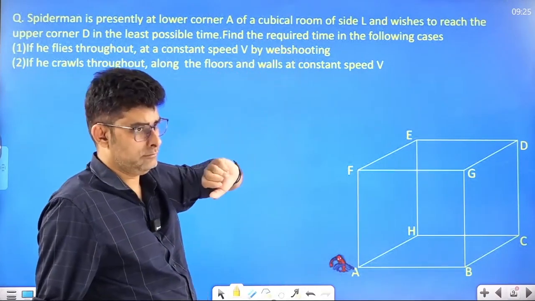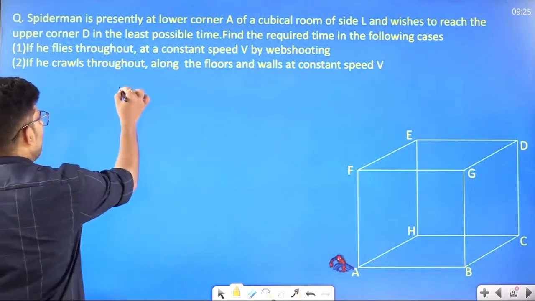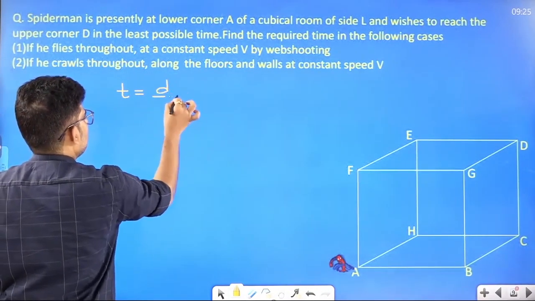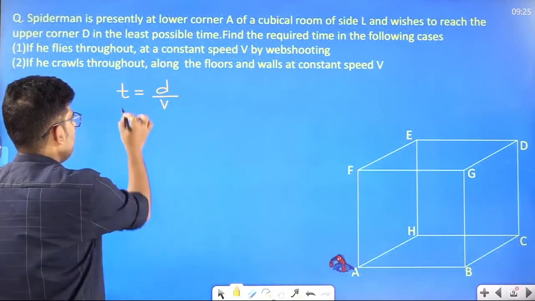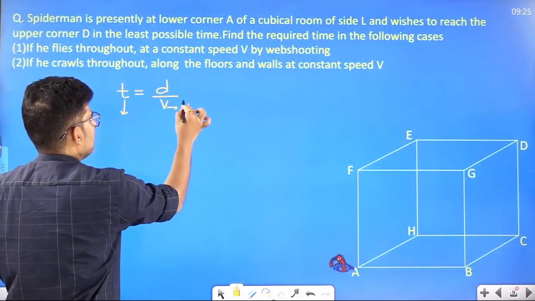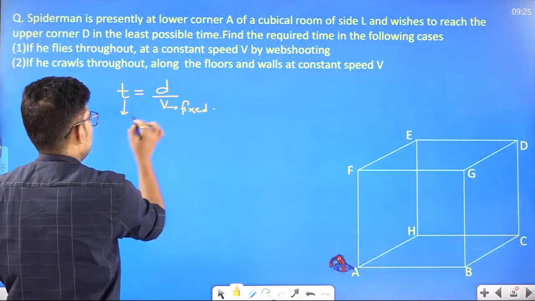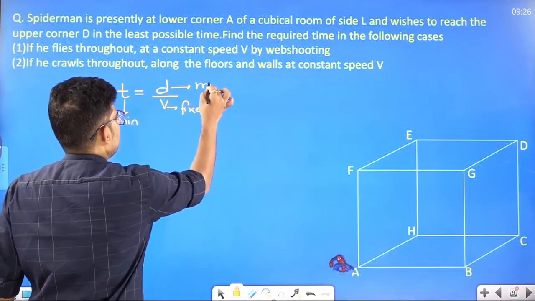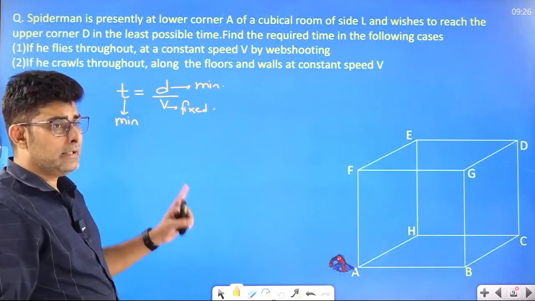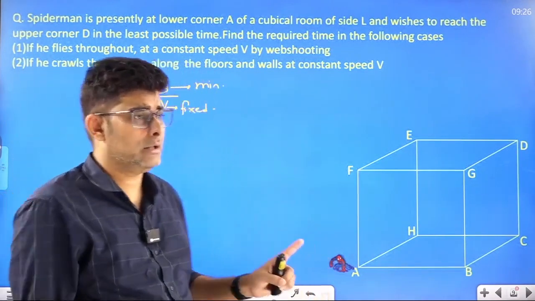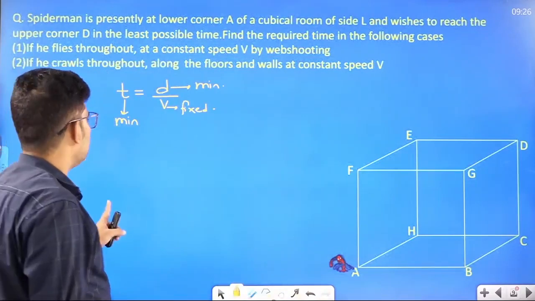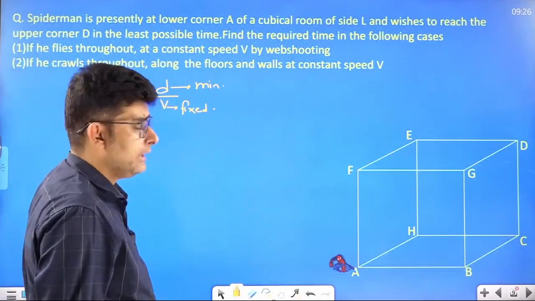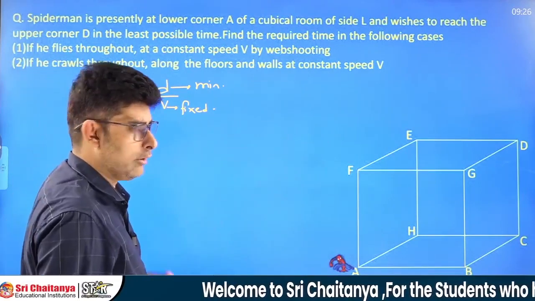speed v. So when speed is constant, now see, time we know is distance by speed. So v is fixed, v is constant. So time will be minimum if distance is minimum. That is, he has to take the shortest path. He has to take the shortest path, then only he can reach point D in minimum time. This is our only concept.